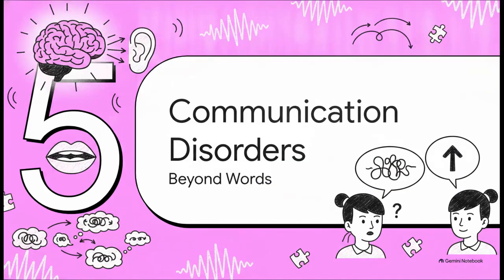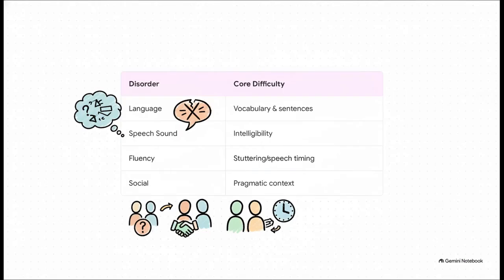And finally, Section 5, Understanding Communication Disorders Beyond Words. These 4 distinct categories show exactly where a student's communication might be breaking down. A language disorder involves deficits in vocabulary or sentence structure. A speech sound disorder means their actual physical speech production makes it hard for them to be understood. Fluency disorder is what we commonly know as stuttering.